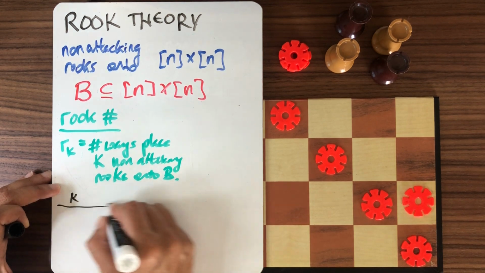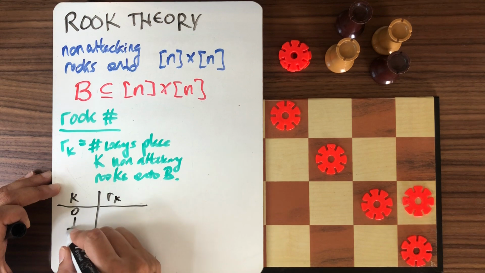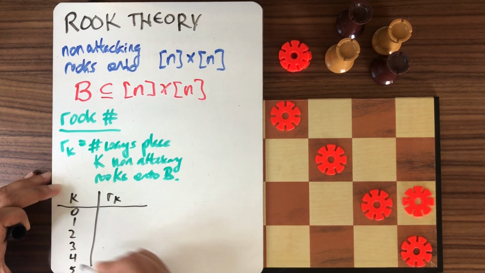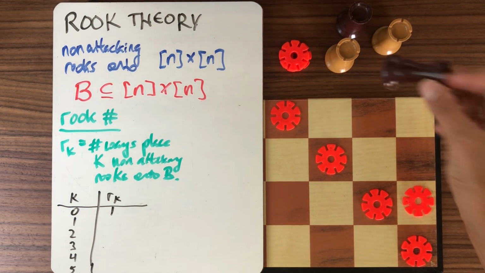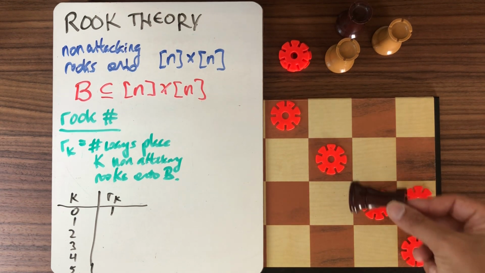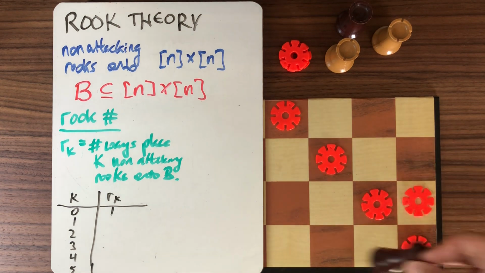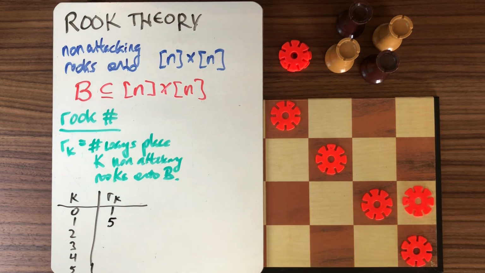So if we're taking this board that we have as an example, let's do the computation. So of course we can have 0, and apparently my board runs out at 5. So let's start with 0. How many ways can I place 0 non-attacking rooks onto this board? Well, there's one way to do nothing. So 1. How many ways can I place 1 non-attacking rook onto this board? Well, I could choose any of these cells. If I only have 1 rook, it's automatically non-attacking, so it's just the size of the board. In this particular case, I've chosen a subset of size 5.